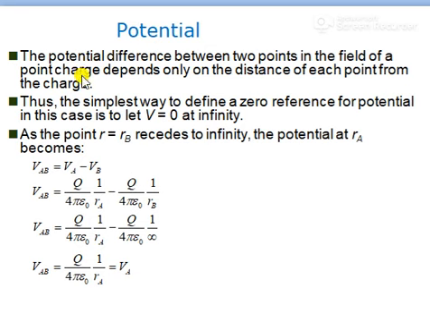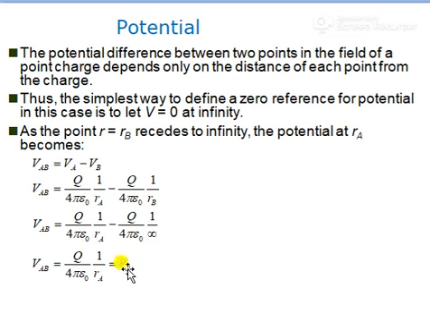Therefore we get the expression VAB equal to q by 4 pi epsilon naught times 1 by Ra, which is nothing but Va, the absolute potential of point A. Similarly, by making Ra the zero potential, the expression is q by 4 pi epsilon naught times 1 by Rb, which is Vb, the absolute potential at point B. This is the work done in bringing a unit positive charge from infinity to point B or vice versa.